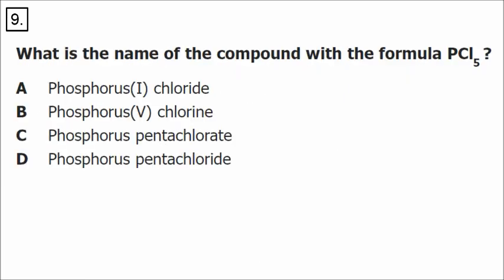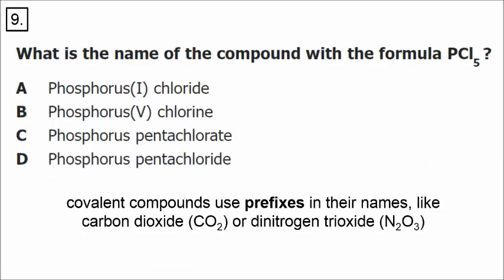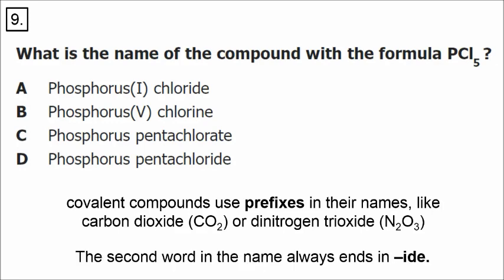In number 9, we are given the formula and now we have to come up with the name. So the formula is PCl5. If it was an ionic compound, that would be a metal and a nonmetal. If it's a covalent compound, that's typically 2 or more nonmetals. So phosphorus and chlorine on the right side of the periodic table are nonmetals. This is a covalent compound. We name covalent compounds with prefixes like carbon dioxide or dinitrogen trioxide. So we want to use prefixes and we want the second word to end with IDE. Correct answer is D, phosphorus pentachloride.